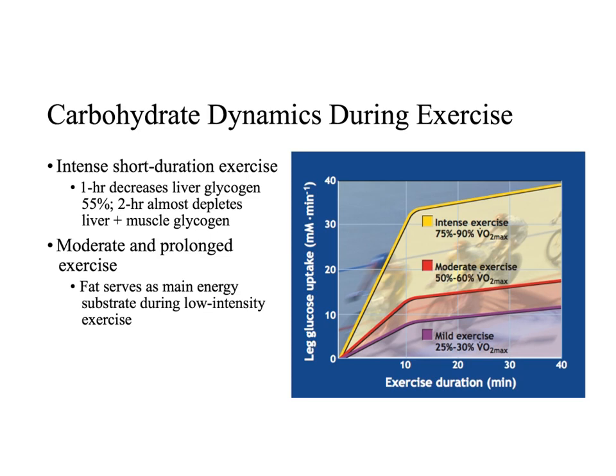So if we look at a figure from your textbook on carbohydrate dynamics during exercise, you can look at this graph and see exercise duration on the x-axis in minutes, and then leg glucose uptake as a rate of millimoles of glucose per minute on the y-axis. And you can see in intense exercise in the yellow line a much greater demand for blood glucose and glucose used as a fuel source as compared to mild exercise. So during heavy intense exercise, you can deplete your liver glycogen stores in about 2 hours, whereas in an hour you can deplete glycogen stores by half. In moderate, prolonged duration exercise, fat will serve as the main energy source if the intensity is low.